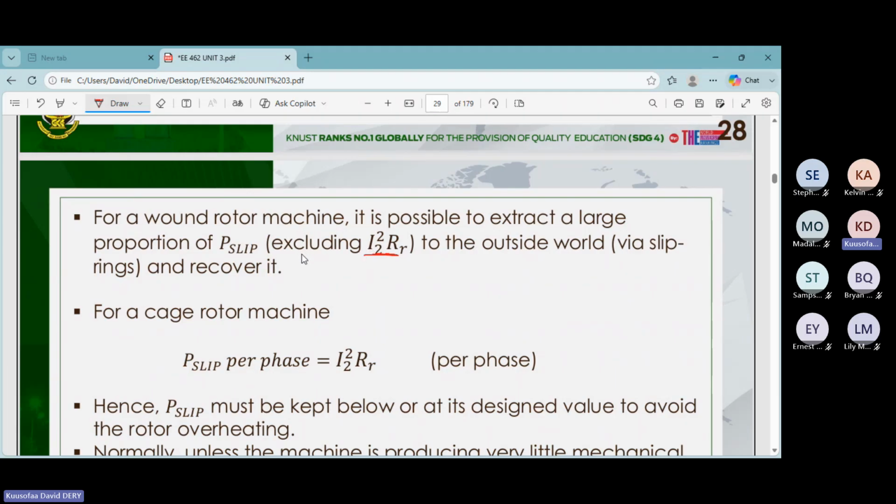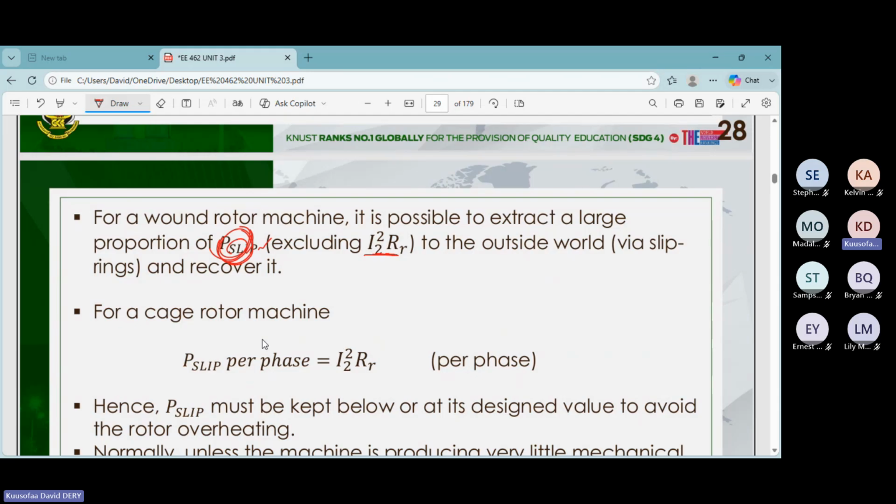we can access the rotor resistance through the slip rings. What this is saying is that the losses, this P slip, the power that is lost, we can extract it through the slip ring. So you can connect loads to it, or I don't know how it is done, but you can connect something through the slip rings to make use of this P slip, which is the power loss in the rotor.